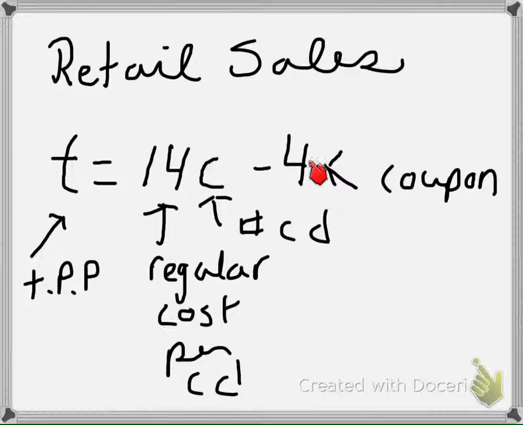The tricky part here is you're taking $4 off your total purchase price. You're not taking $4 off each of the CDs. So you still have to pay $14 per CD, and then you get $4 off the total.